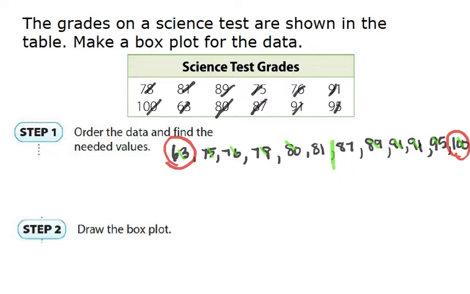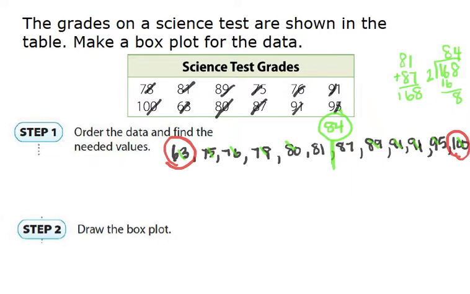How do I find the median if I have 2 values? Do you remember that you add them together and you divide that number by 2? And we come up with 84. So 84 is our median.